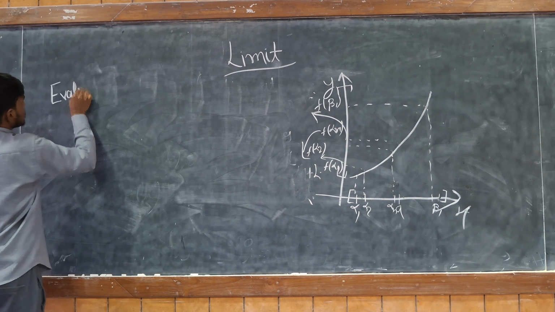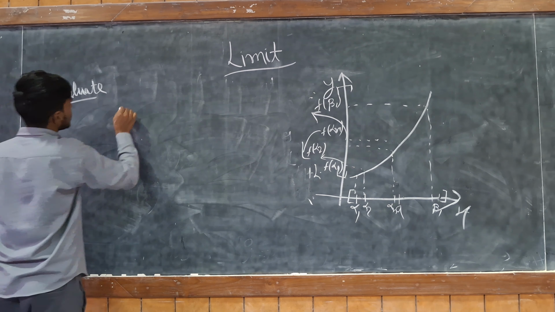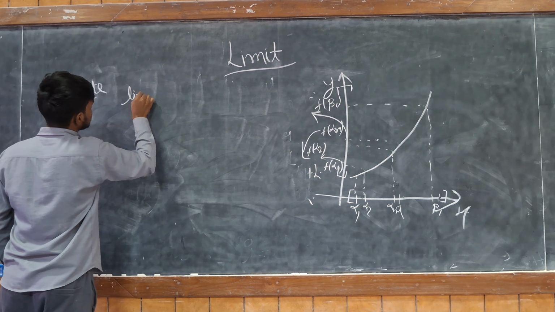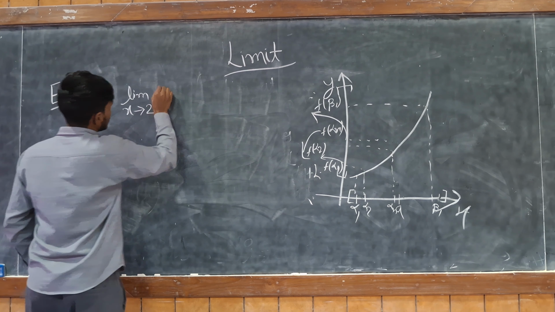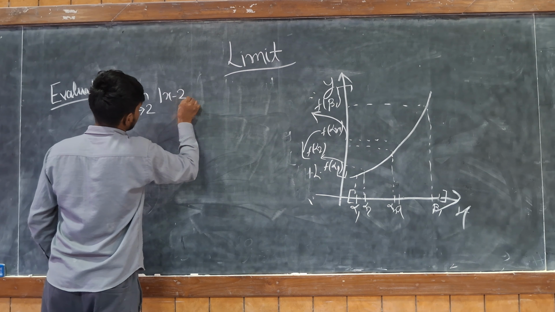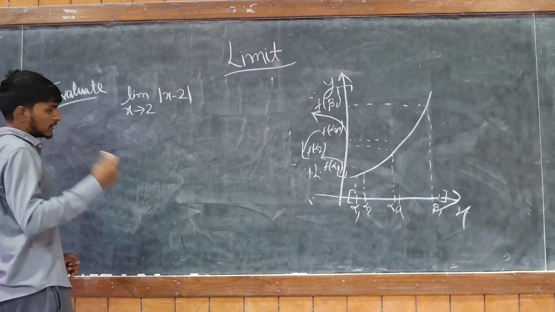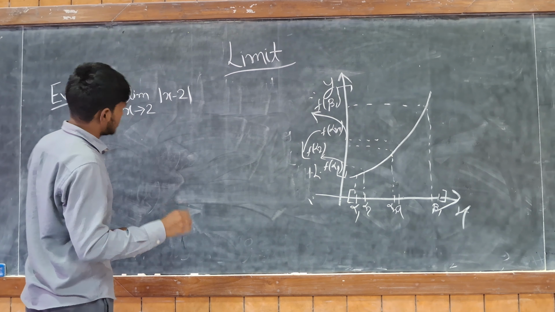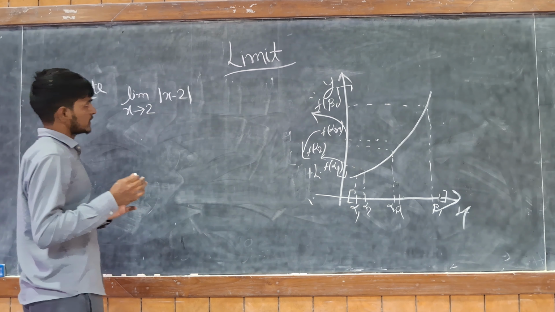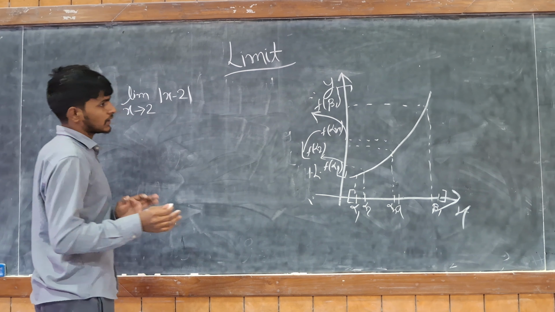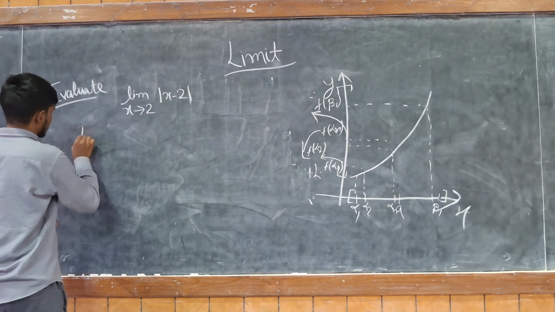Now we'll see an example. Evaluate limit x tends to 2 of mod of x minus 2. First we evaluate the left hand limit and then the right hand limit, then we will see if the left hand limit and right hand limit exist and are equal, then we will say that the limit exists.